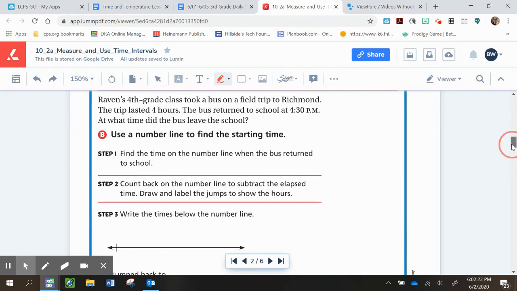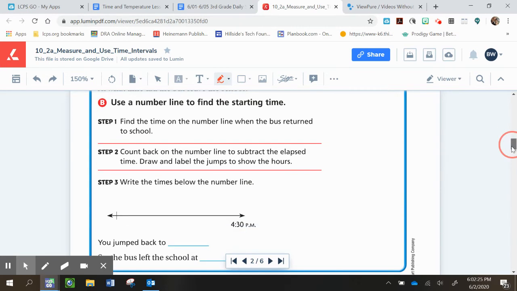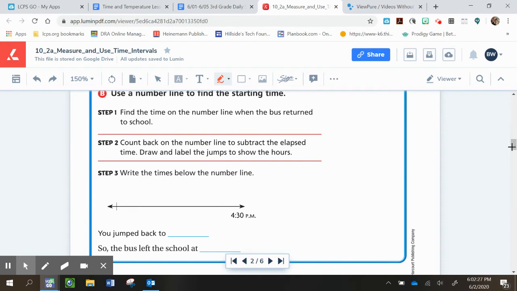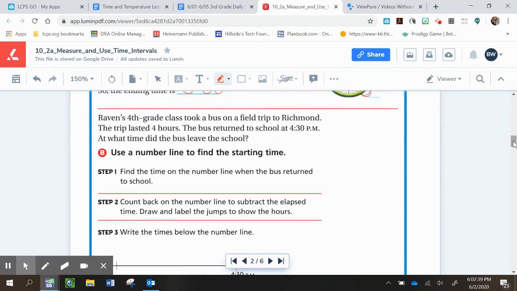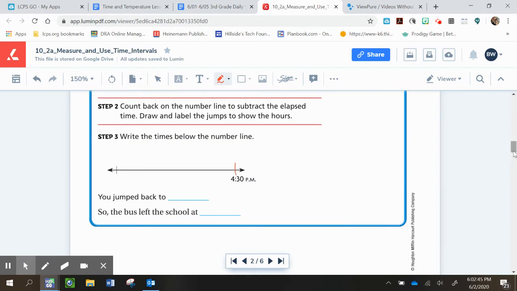Okay, so find the time on the number line when the bus returned to the school. So the bus returned here at 4:30. Okay, so we're going to count back on the number line to subtract the elapsed time. Now, the elapsed time is given to us here. It says it lasted 4 hours. So we're going to go back 4 hops.